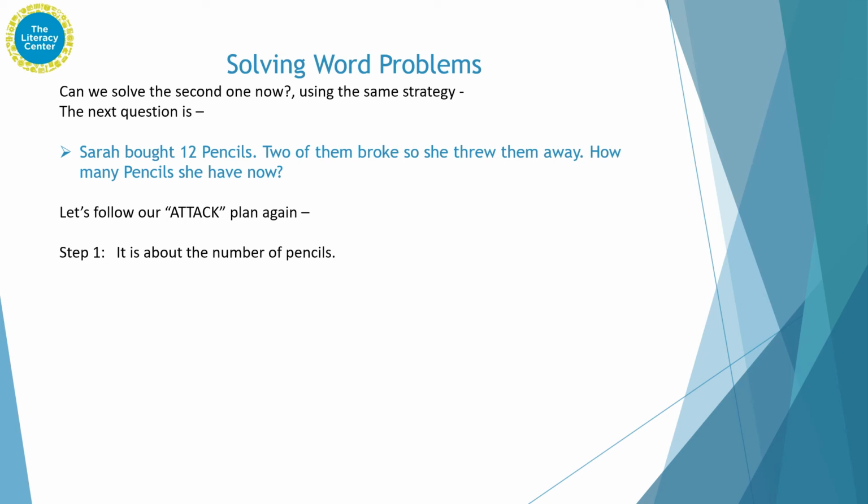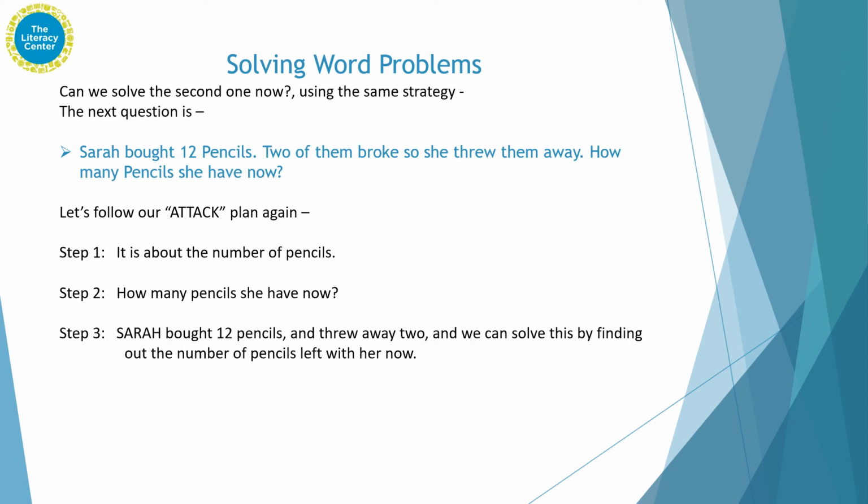Let's move ahead to our next step. In the next step, we need to reread the problem and think, what is the problem asking? So let's reread the problem one more time. Sarah brought 12 pencils. 2 of them broke, so she threw them away. How many pencils does she have now? So this problem is asking you to find out how many pencils she has now after throwing away 2 broken pencils. In the next step, we need to figure out the best way to solve this problem.